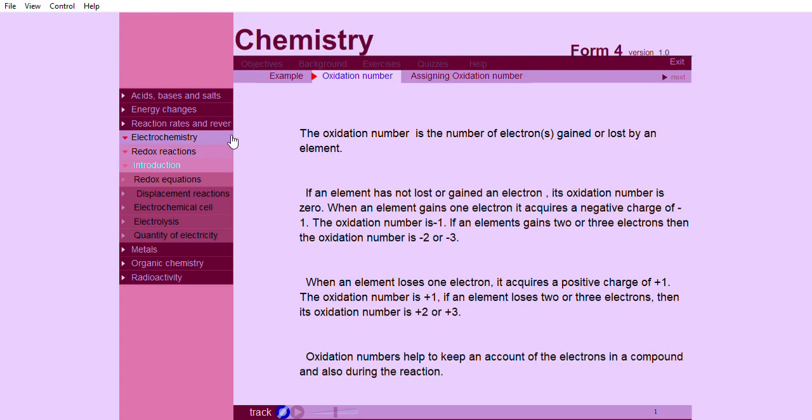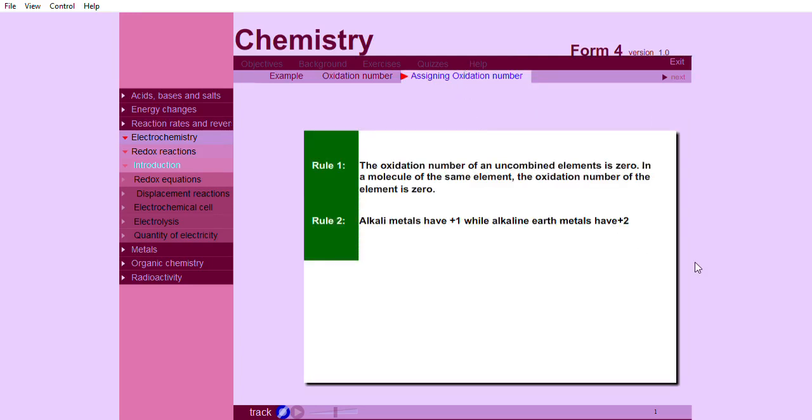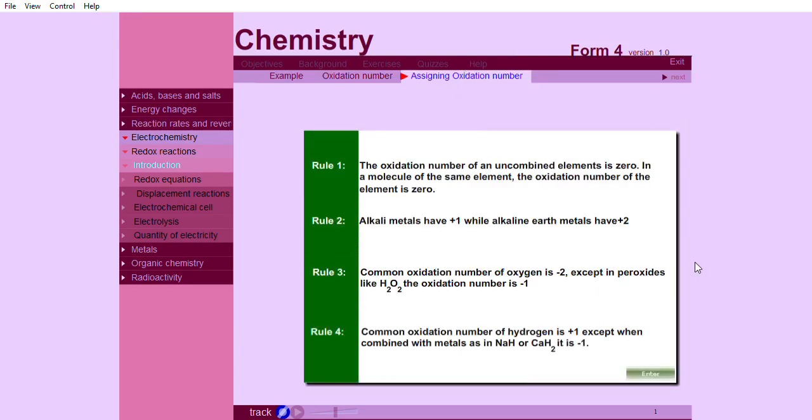Oxidation numbers help to keep an account of the electrons in a compound and also during the reaction. The general rules to help assign the oxidation number to elements are listed below. However, as with all general rules, there are always some exceptions. Rule 1. The oxidation number of an uncombined element is 0. In a molecule of the same element, the oxidation number of the element is 0. Rule 2. Alkali metals have +1, while alkaline earth metals have +2.